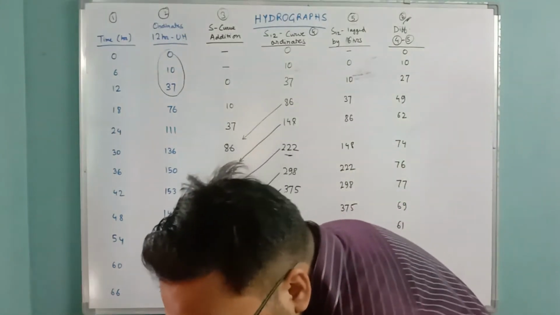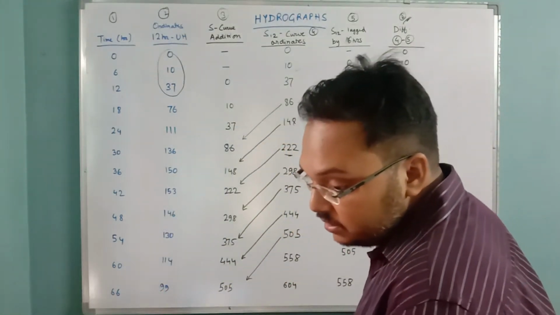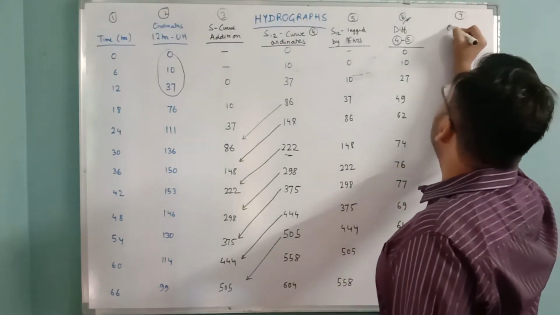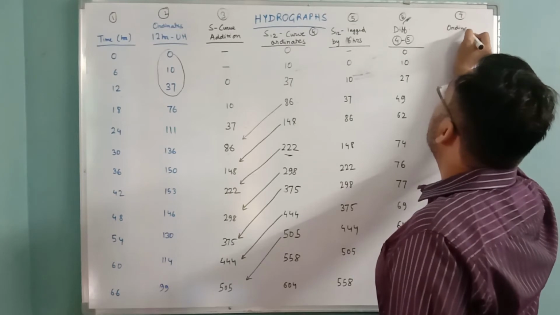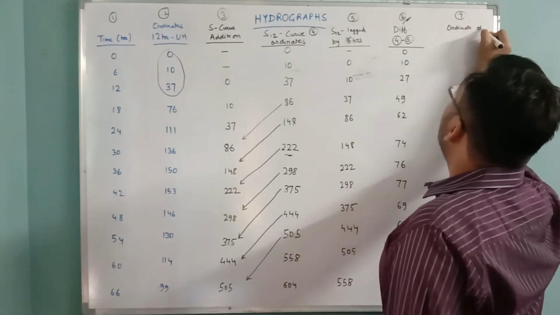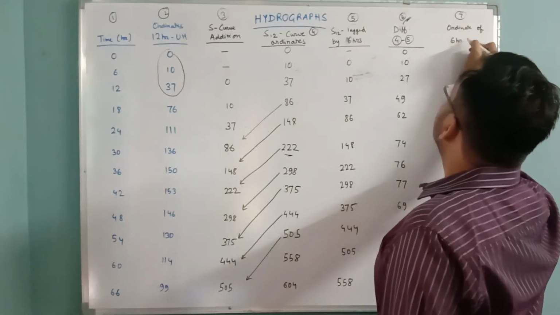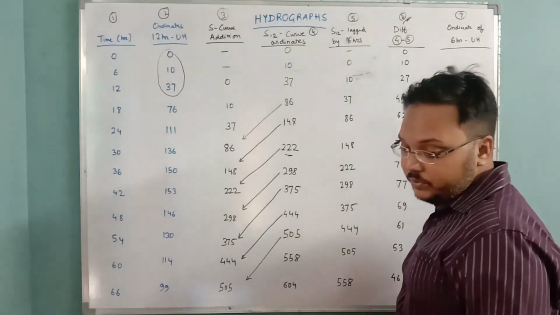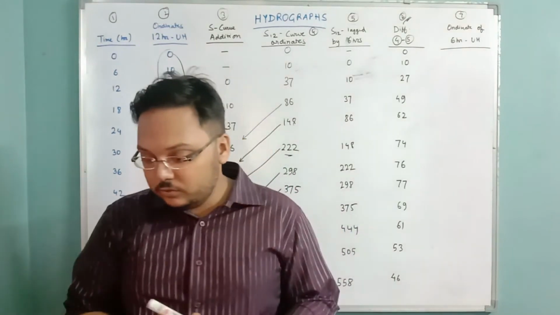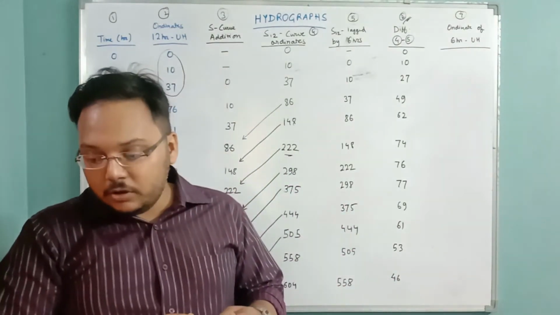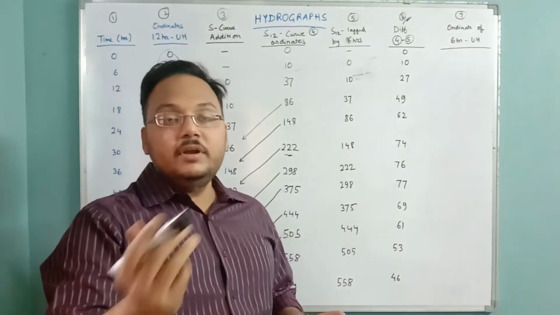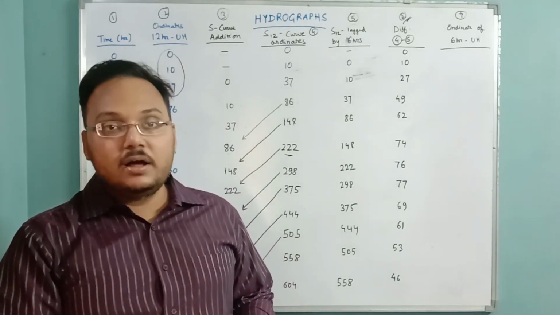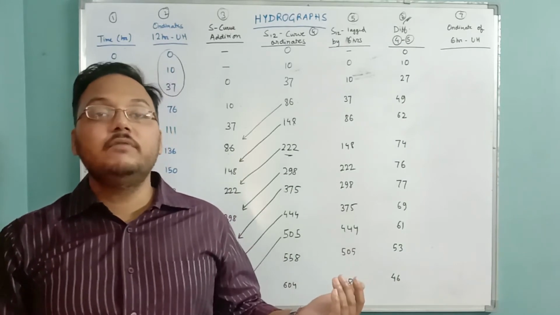Okay, so the final thing is the ordinate of the 6R UH. This is the last thing which we are going to do. Because we were given the 12R unit hydrograph and we are asked to find out the 6R unit hydrograph.